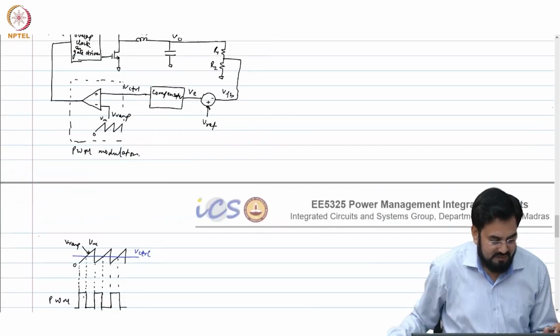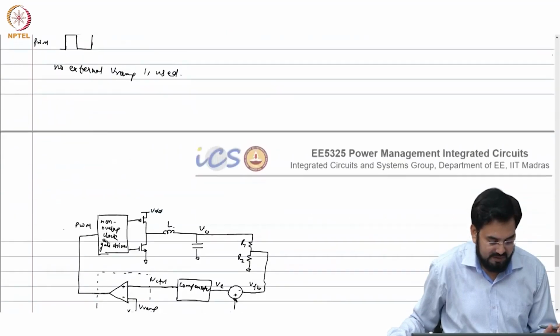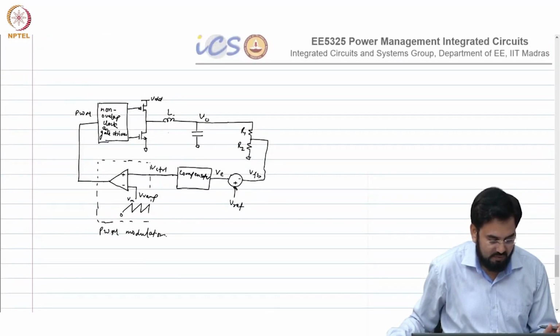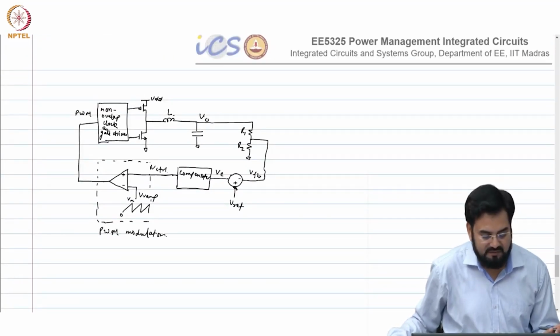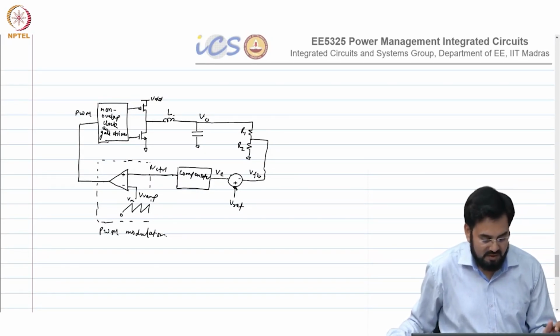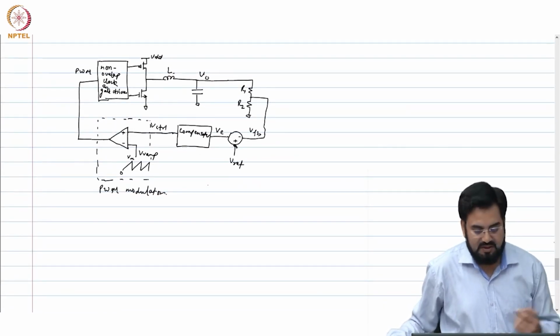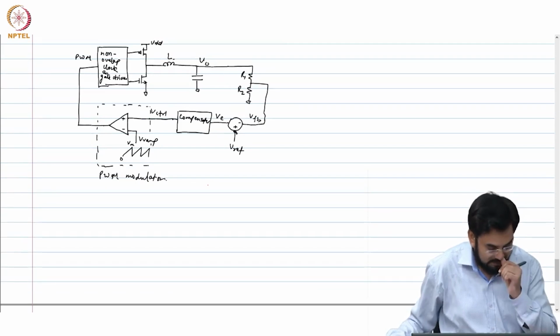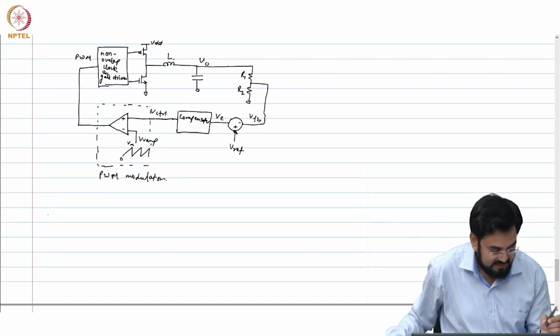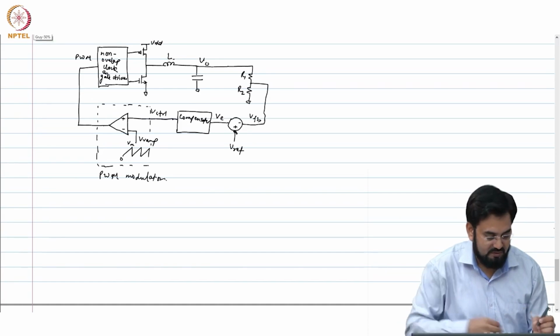Okay, so we looked at closed loop. What are the different control techniques? And this was your voltage mode control, where your duty cycle is controlled by the V control generated by your compensator. So we will look into more detail about the control loop later. Let's first look into the different types of losses which are in your switching converter.